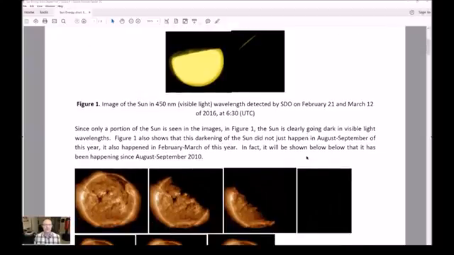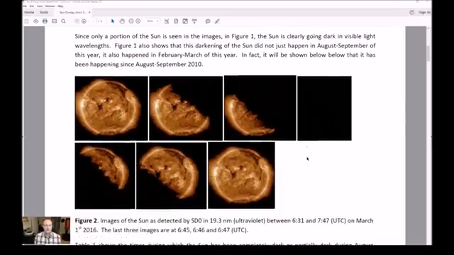Figure 1: image of the sun in 450 nanometer visible light wavelength detected by SDO on February 21st and March 12th, 2016 at 6:30 UTC. Now, since only a portion of the sun is seen in these images in Figure 1, the sun is clearly going dark in visible light wavelengths.